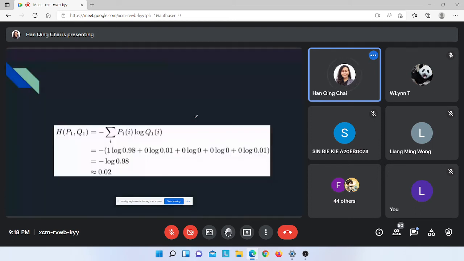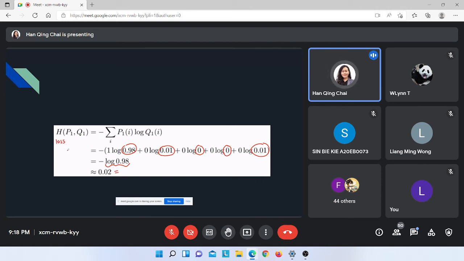Oh, sorry. And then we substitute all the values inside. Negative, this summation, calculate. You see, this part has changed, right? Because our model has definitely improved its performance. So we calculate this value, negative log 0.98. And finally, we get this value, the cross entropy loss, right?